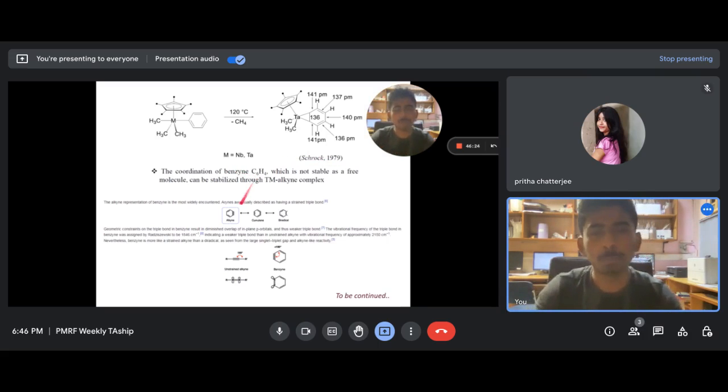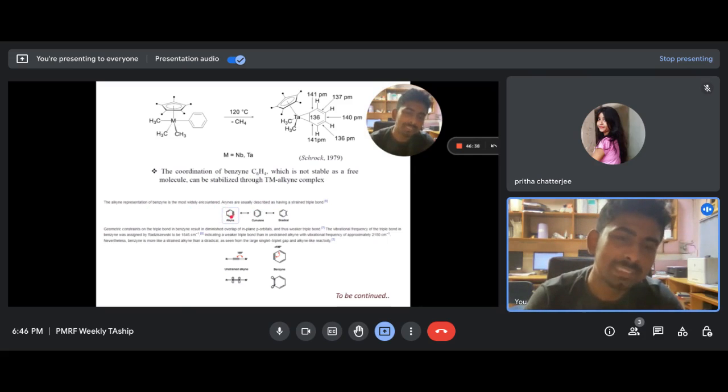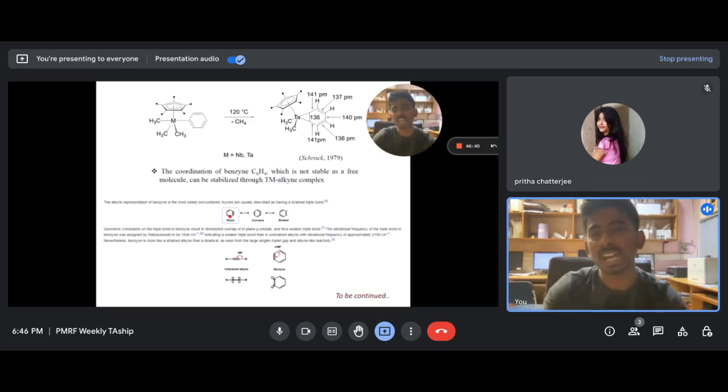This is the coordination of benzyne. So let's come to the benzyne point of view. This is benzyne, that is nothing but the alkyne. So the alkyne representation of benzyne is the most widely encountered. Alkynes are usually described as having a strained triple bond. You see, there is an extra triple bond in the benzene system, that you are denoting as alkyne.